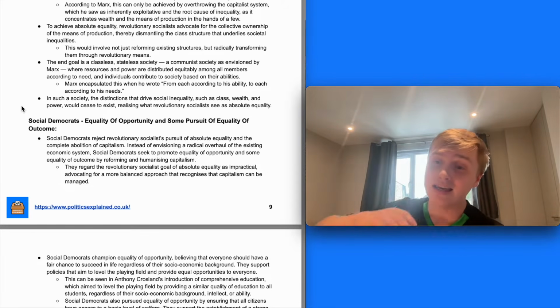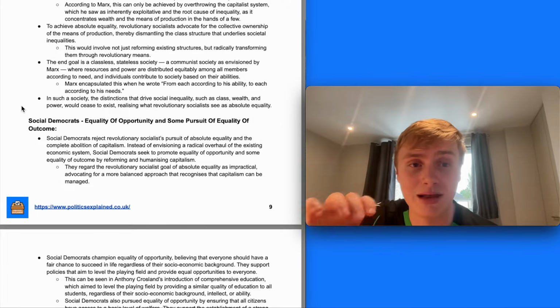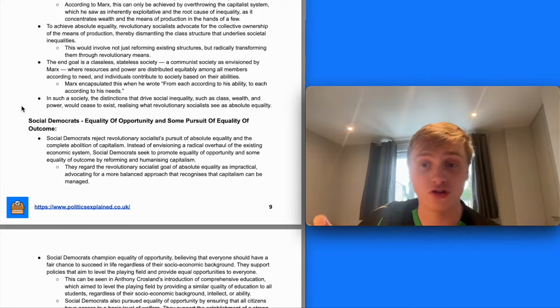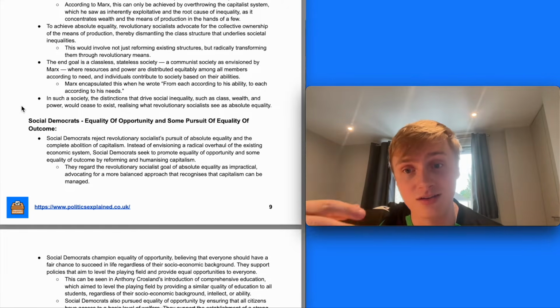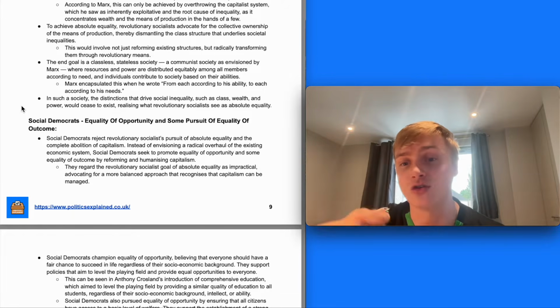And there's a really key quote from Marx that encapsulates this, saying, "From each according to his ability, to each according to his needs." So in society, everyone should contribute based on their ability to contribute to society and generate resources for everyone, but then it should be distributed equally based on need.